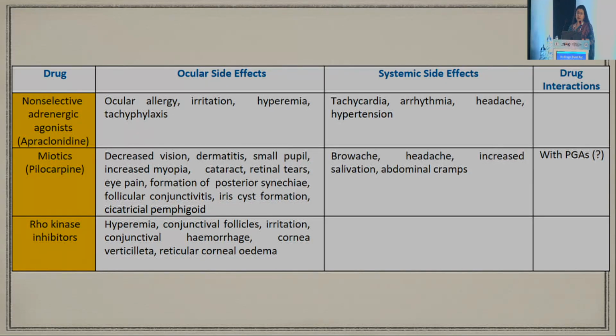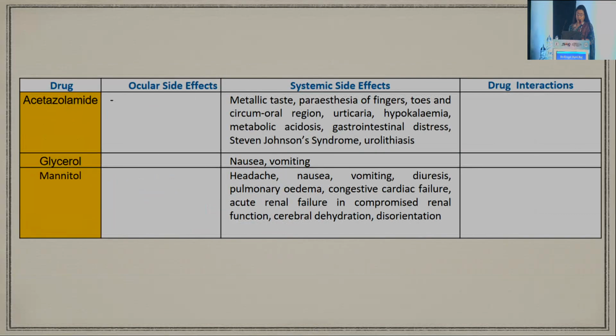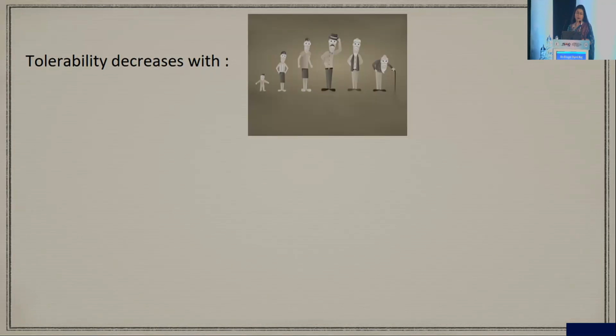And pilocarpine, systemically, it can cause abdominal cramps, which in acute angle closure glaucoma can sometimes mimic acute abdomen because of the cramps and nausea and vomiting that the patient has. And glycerol and mannitol, of course, we know glycerol can cause nausea, vomiting. Mannitol can have effects on the respiratory system, on the CNS, on the cardiac system, and on the renal system, especially in compromised patients.